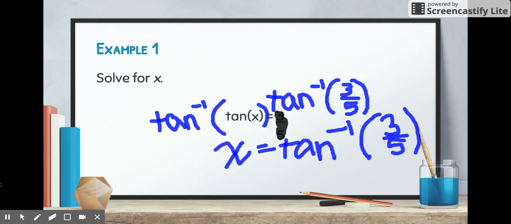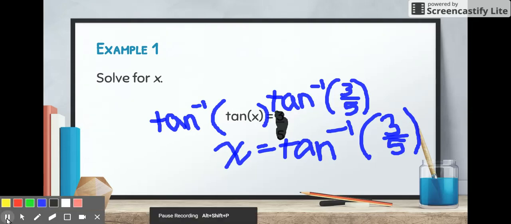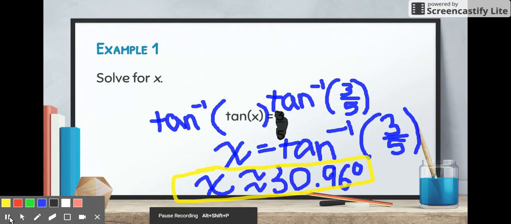So that's going to leave us with x equal to tan inverse of 3/5. So to type that in your calculator, you're going to do second tangent and then 3 divided by 5 and close your parentheses. Closing your parentheses doesn't really matter for this problem, but we want to get into good habits so when problems get more complicated, you don't make careless mistakes just because you forgot to close your parentheses. And when you do that, you're going to find that x is approximately 30.96 degrees.